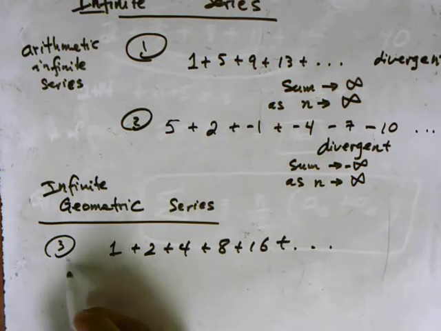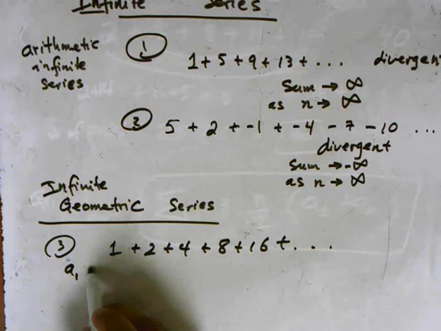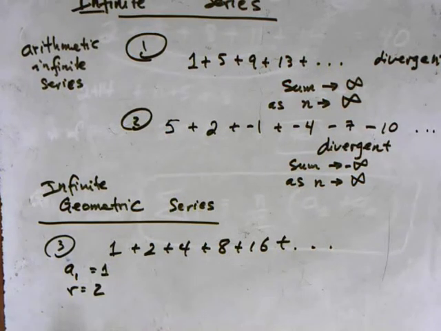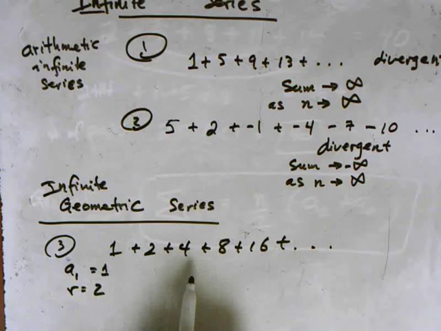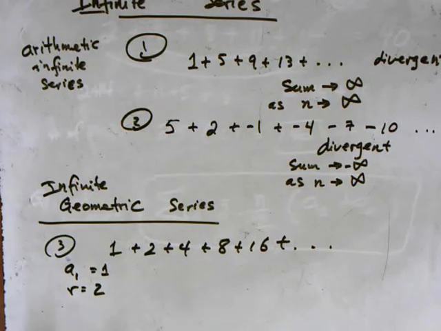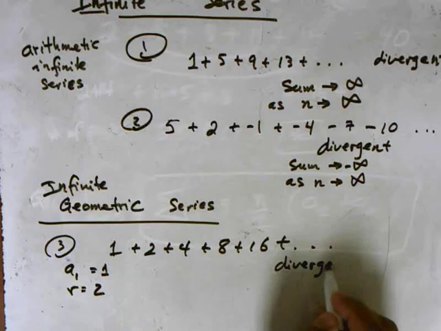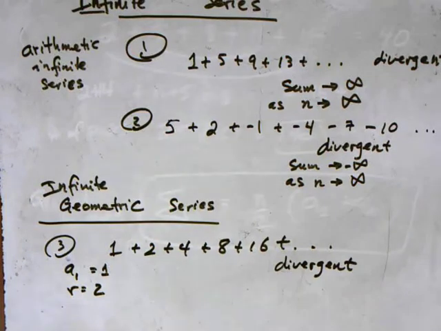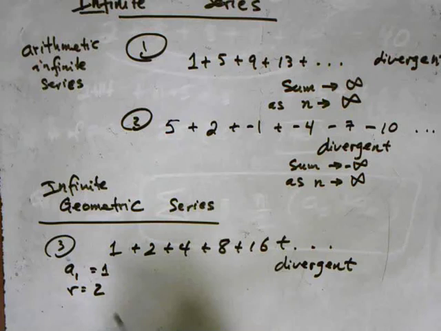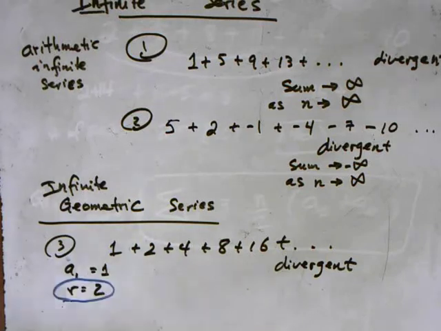So the definition here is that the first term is 1 and the common ratio is 2. And this series is going to be divergent as well, because you can see that these sums are just going to get really, really huge. And so this one is divergent. And the reason that it's divergent is that this ratio here is 2. So you're adding twice as much as what you had before. You are adding twice as much as what you added before.